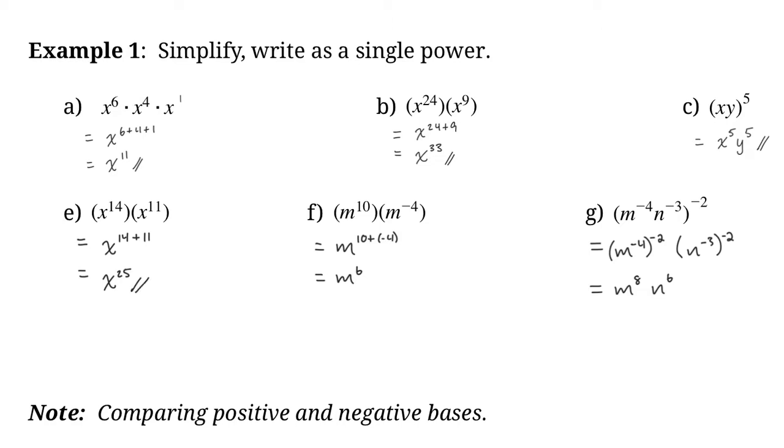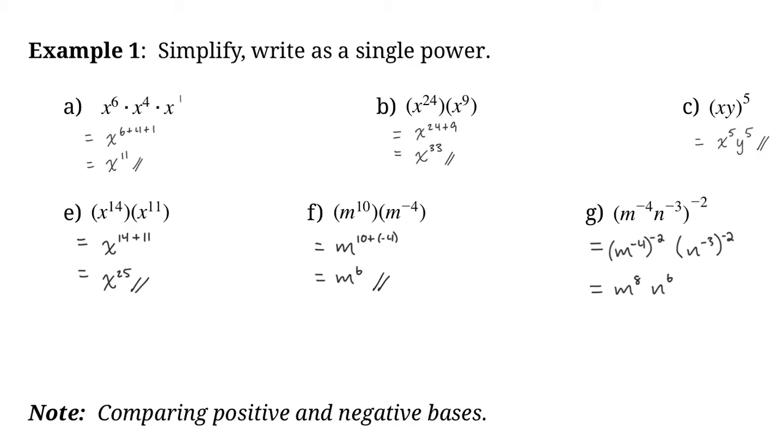In part F, we have m to the power of 10 multiplied by m to the power of negative 4. Now we do have this negative exponent. Some of you may have tried to change that into a positive exponent and then simplified it from there, and that's totally fine. You would still get the same answer. But I'm just going to use our multiplication rule because these have the same base, so we can just add our exponents. So our exponents would be 10 plus negative 4, and that just gives us m to the power of 6.